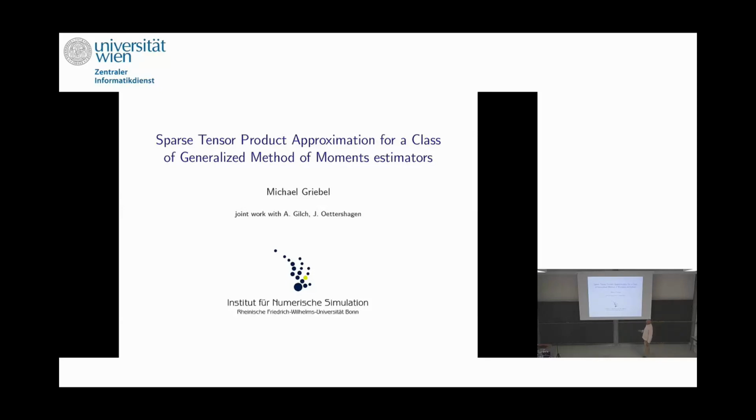I will talk on the sparse grid tensor product approximation. For you, this is a kind of sparse grid method, which itself is a generalization of the multi-level Monte Carlo kind of technique. And we apply that to a class of generalized method of moment estimators. And they come from economics or econometrics and are special. But anyway, we try to figure out what's going on there and apply these sparse grid kind of techniques.